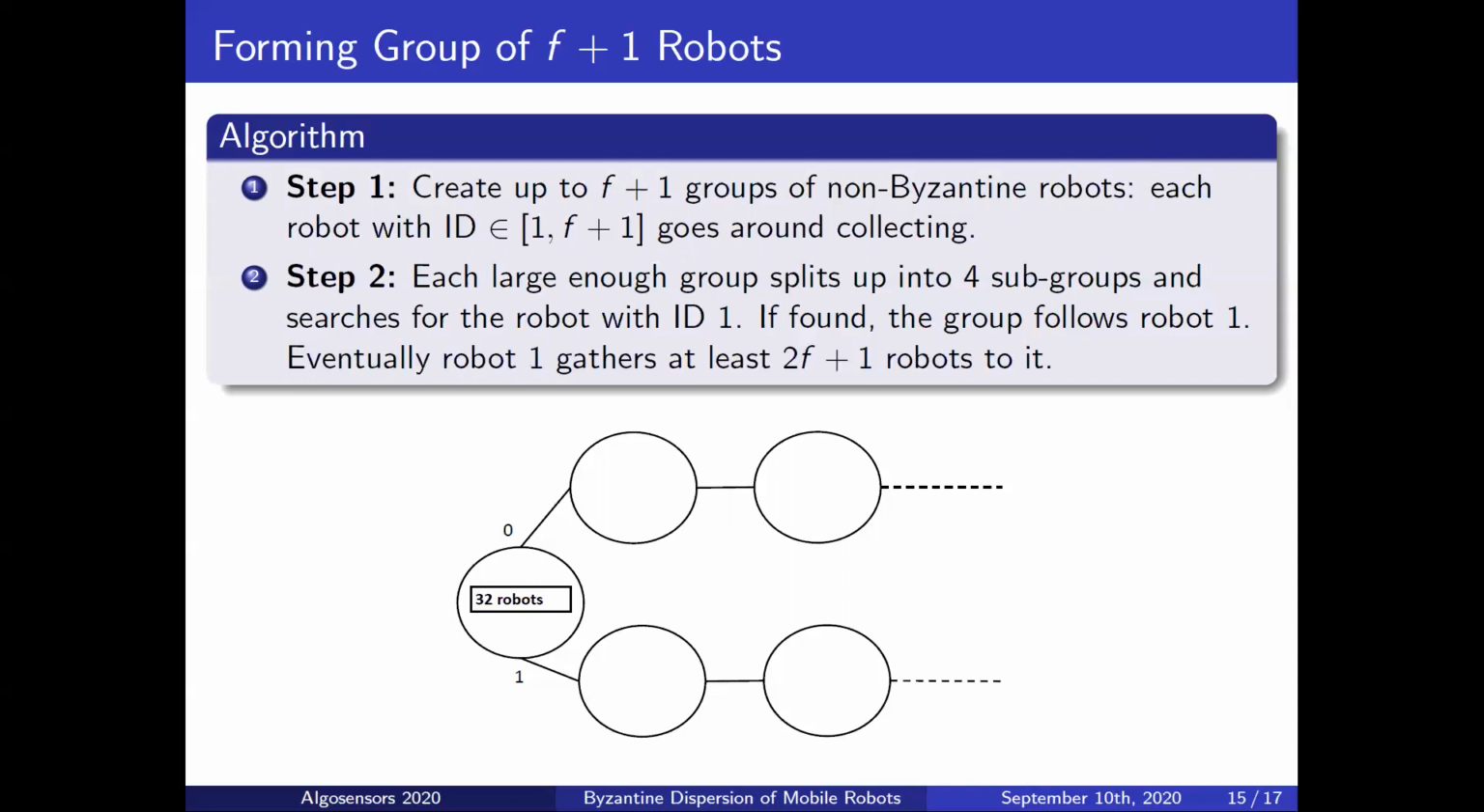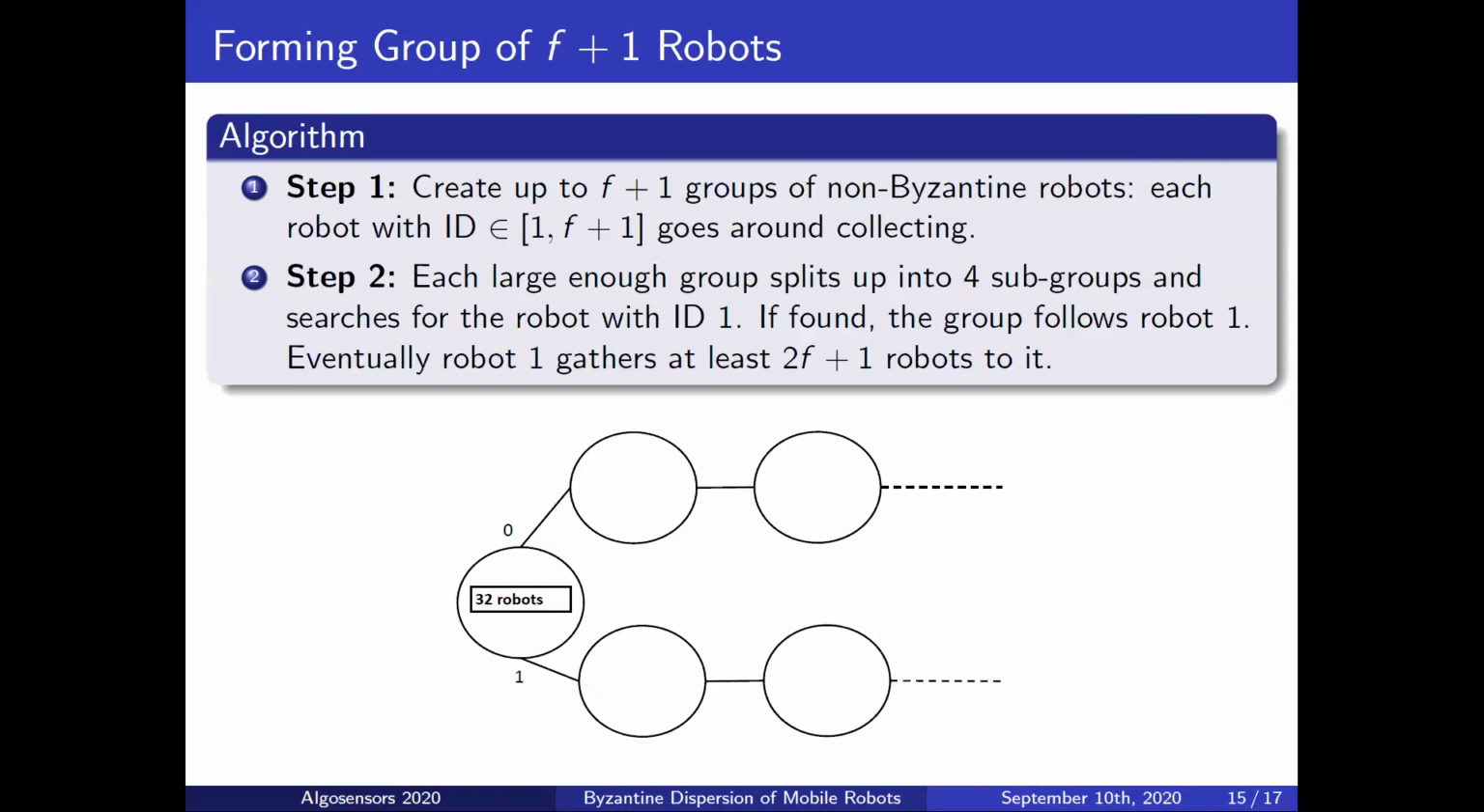Now, you'll have up to F+1 such groups of robots. Our second goal is to gather all the non-Byzantine robots into a unique group. And it's very important that it's a unique group. The way we do that is we have all of these up to F+1 groups. If they're sufficiently large, they'll split up and move around until they find robot 1, that is, the robot with ID 1. And the way we set this up, eventually enough robots will find robot 1 such that there'll be 2F+1 robots in that group. And those 2F+1 robots will act as our unique group.